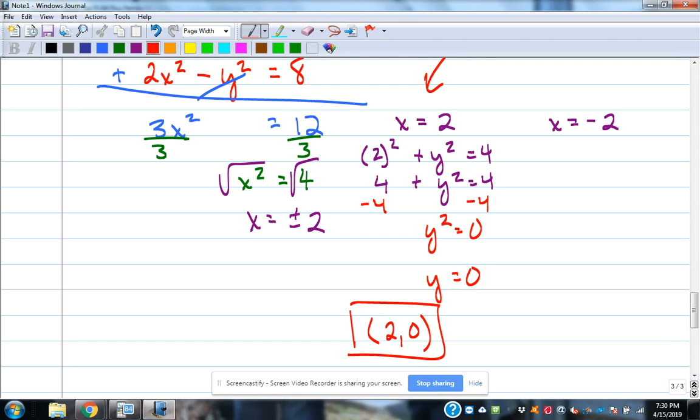Two solutions for the same x value. If this had been like a 1 over here, it would be plus or minus 1. So we'd have had 2 positive 1 and 2 negative 1 as x. So be careful of that.